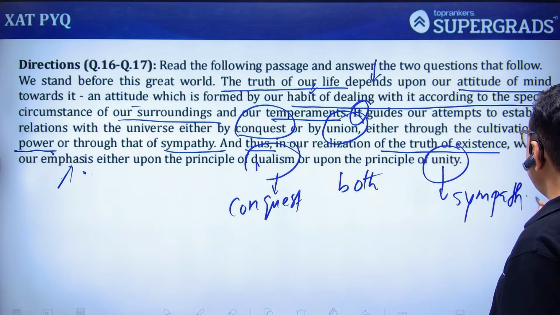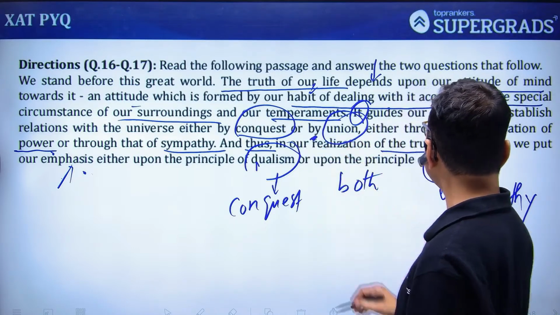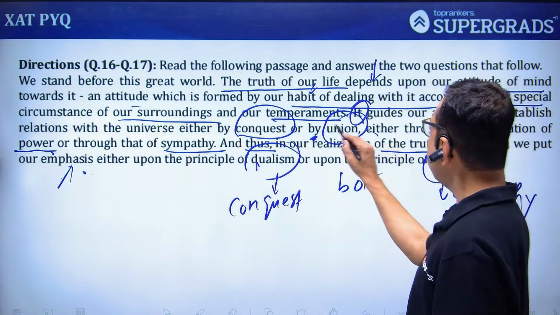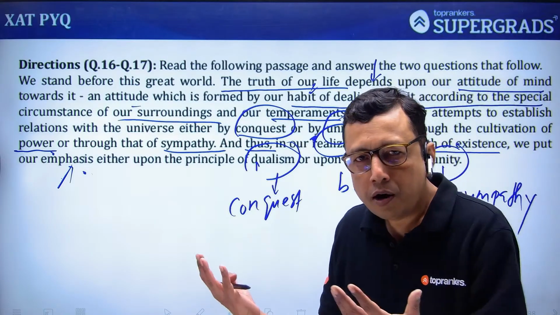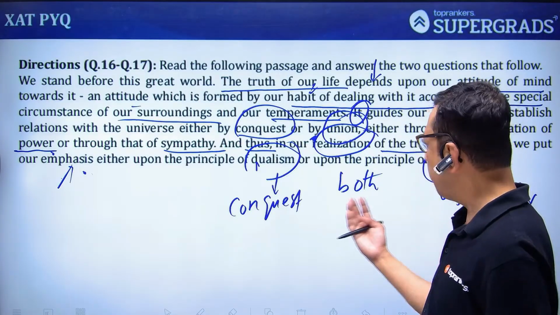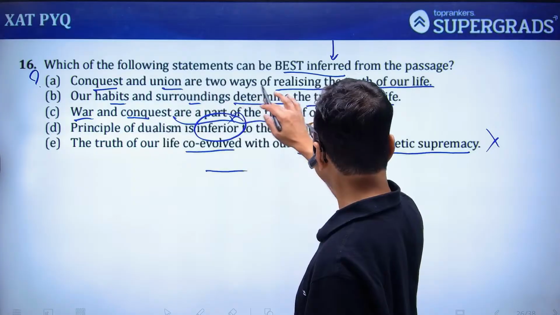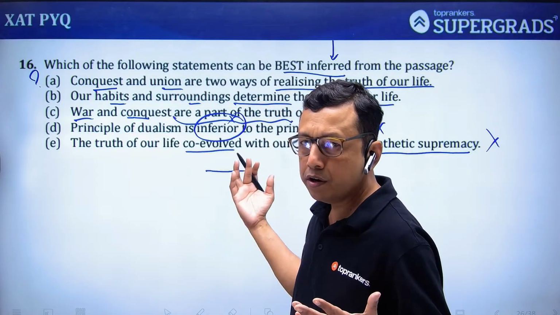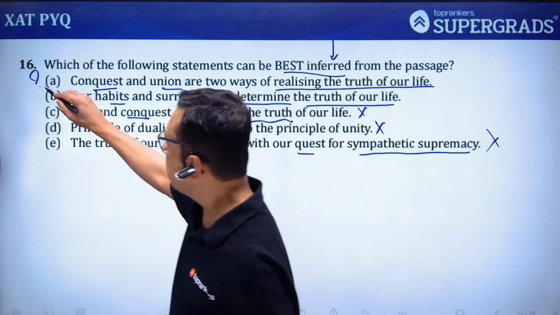So there you are. What does it say basically? So it's conquest or by union, through the cultivation of power or through that of sympathy. So in our realization of the truth of existence, we put emphasis on, so how do we realize the truth of existence? Through conquest or sympathy, conquest or power. This very clearly, conquest and union in this case, are two ways of realizing truth. Through both, we can realize the truth. That's what the passage is saying. So this is the correct option.